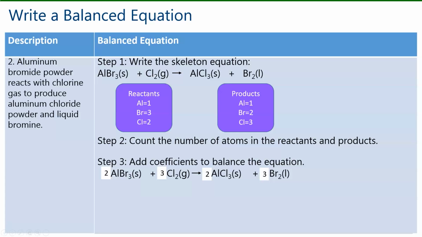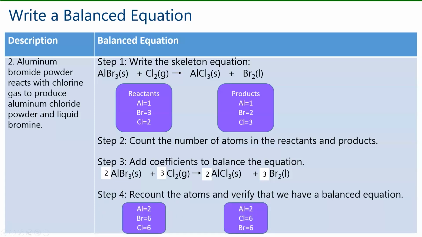Once you've added your coefficients, and this is a trial and error process, so you might need to repeat this step a couple of times to get it right, then you're going to recount the atoms and verify you have a balanced equation. So we check and we have 2 aluminum on both sides, 6 bromine on both sides, and 6 chlorine on both sides. So this is a balanced chemical equation.